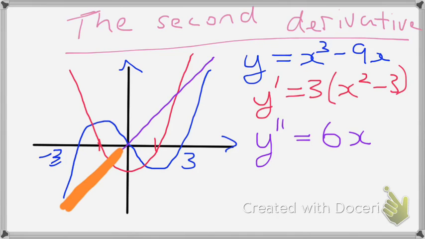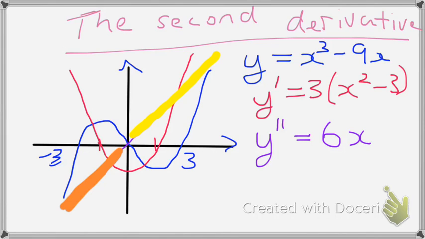What can you say about how the curve is changing? What can you say about the shape? What can you say about the curve at all in that segment? Same thing over here. What can you say about the curve when the second derivative is positive?